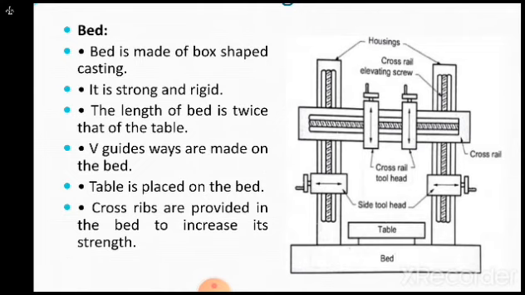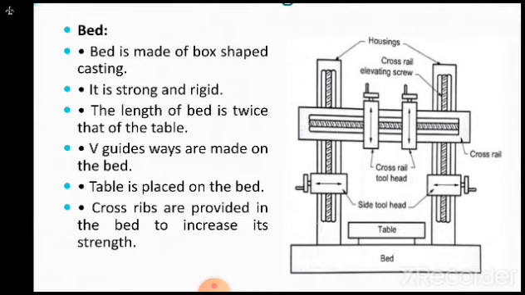Okay, the bed is made of a box shaped casting. As you are going to see clearly, it is a box type casting which is generally made of cast iron, because we know that cast iron is a material which can sustain a large amount of compressive strength, and it is strong and rigid. The length of the bed is twice that of the table.